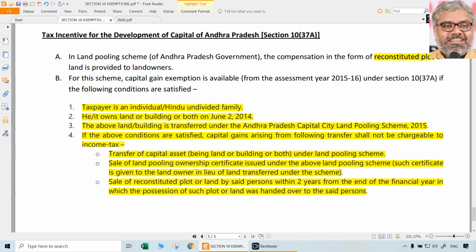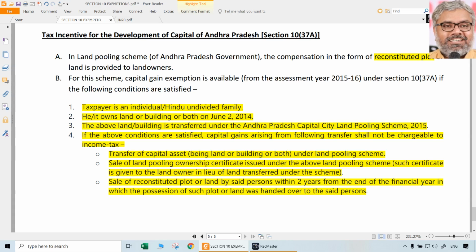So keeping that apart, even from a tax point of view, it is very unfair to the persons who gave up this land. It says that you get this plot of land, which is a reconstituted plot, and you have to sell it within 2 years from the end of the financial year when you got possession of the plot, only then can you claim exemption. After 2 years, if you sell that, no exemption, which means you have to pay capital gains tax later. For what? For giving up agricultural land and taking a developed plot and living there.